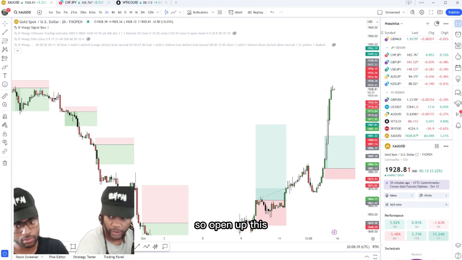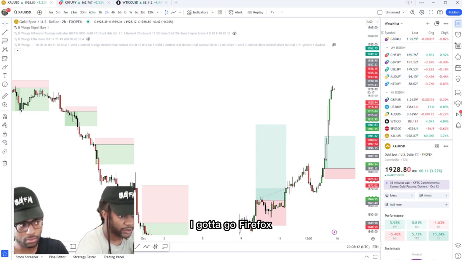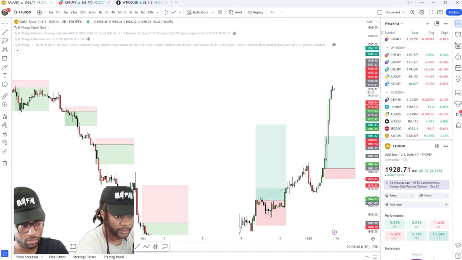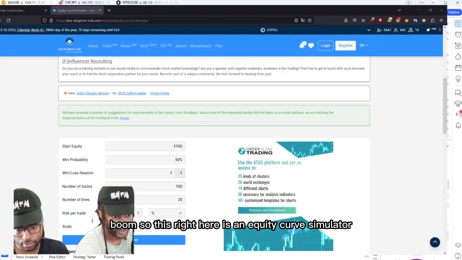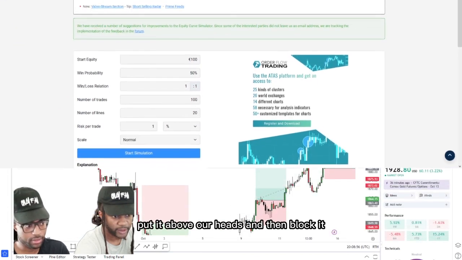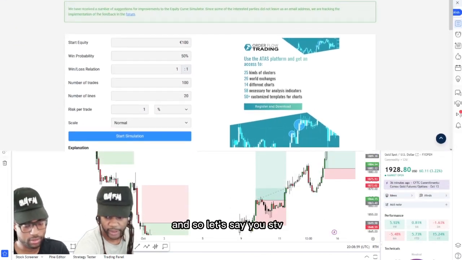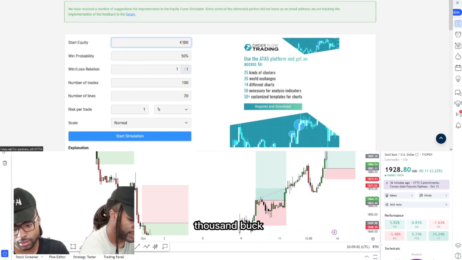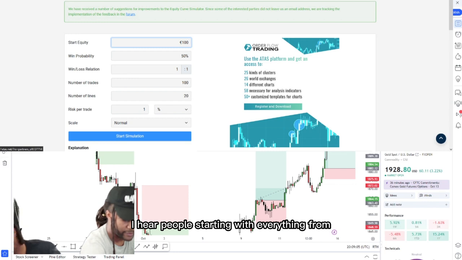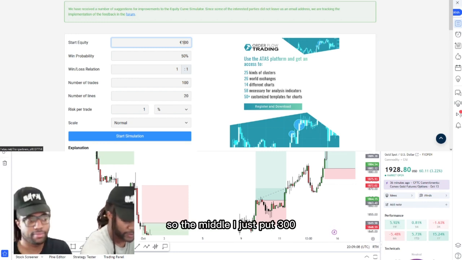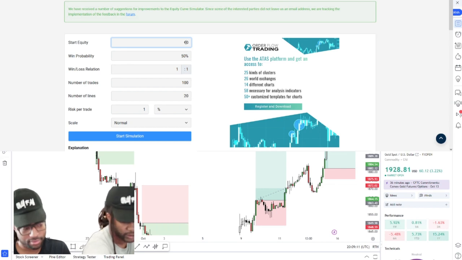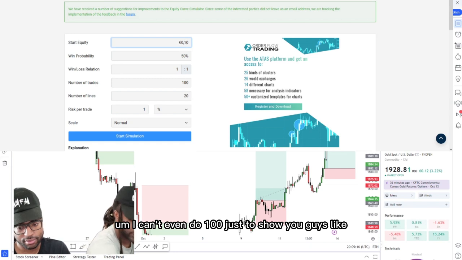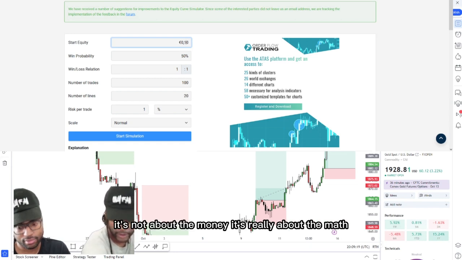So I'll open up this. I gotta go Firefox. Okay, apply. Boom. So this right here, this is an equity curve simulator. I'll put it above our head so it doesn't block it. And so let's say you got like $100, $1,000. I hear people starting with everything from 100 to 1,000. So in the middle, I'll just put 300. Let's say you're starting with $300 trading. I can't even do 100. Just to show you guys, it's not about the money, it's really about the math.